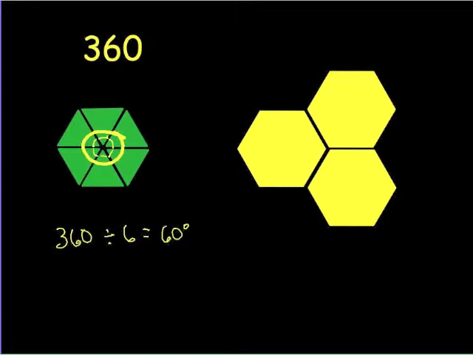Now let's come over to our hexagons. We have 3 of those together. We'll draw a circle around here.